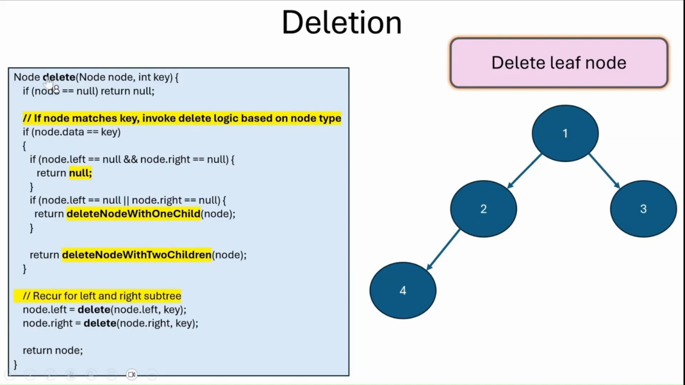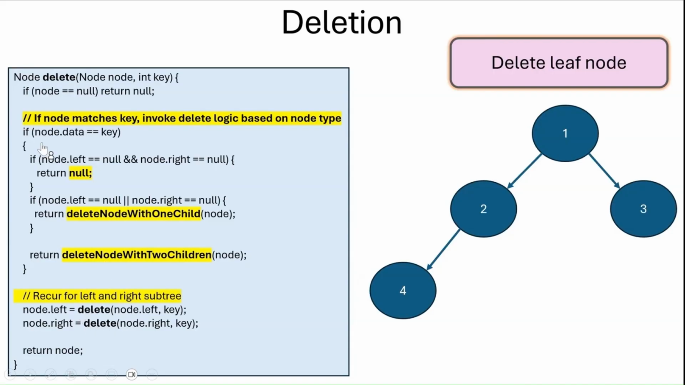So we have implemented this delete method. If we see that the node data matches the key which we want to delete, then we are handling the 3 cases which we discussed in the previous slide: deleting the leaf node, deleting the node with 1 child, and deleting the node with 2 children. And then we are going for the left and right subtree.